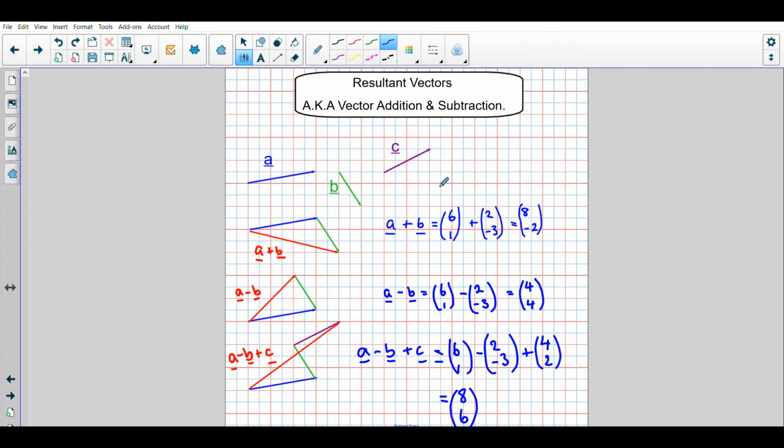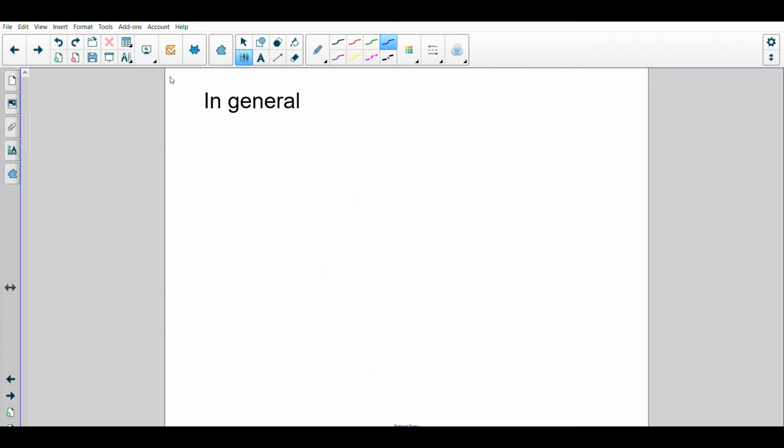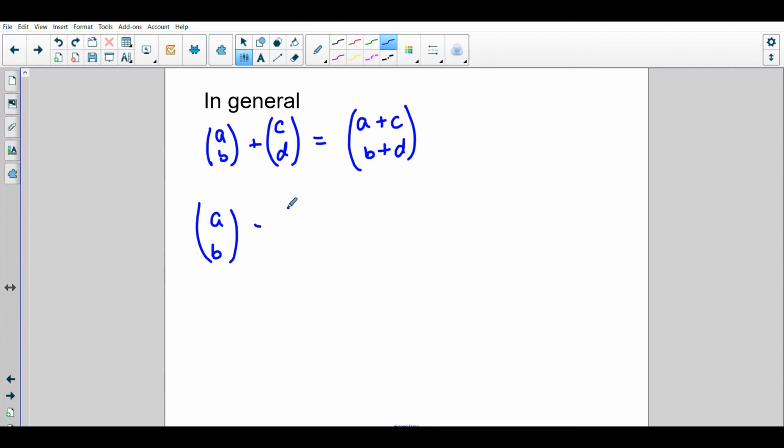So in component form we can write this in general. If we have a vector (a, b), and we add it on to (c, d), then the resultant vector is (a plus c, b plus d). And the same works for subtracting. If we have (a, b) and we take away (c, d), then we're going to get the resultant vector (a minus c, b minus d). So that's our general form.